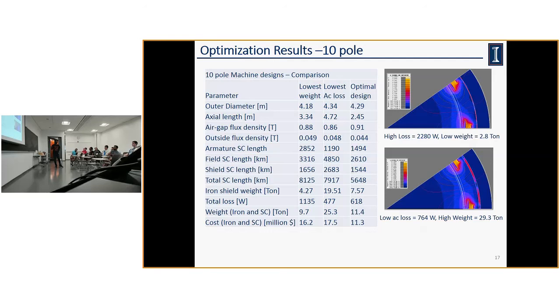Because when you have iron core, it also contributes to increasing the flux density, so we don't need to push much current. A small field coil is enough to create flux inside the machine. That's just one of the reasons.